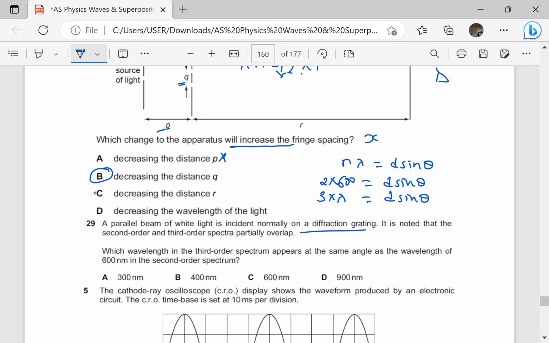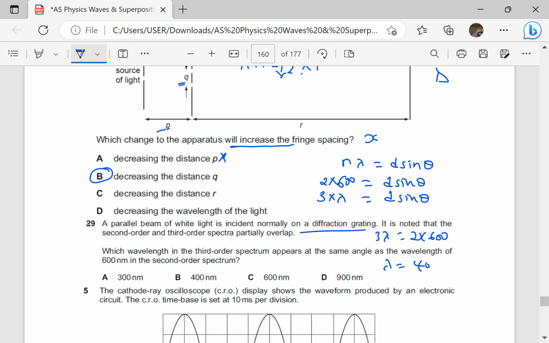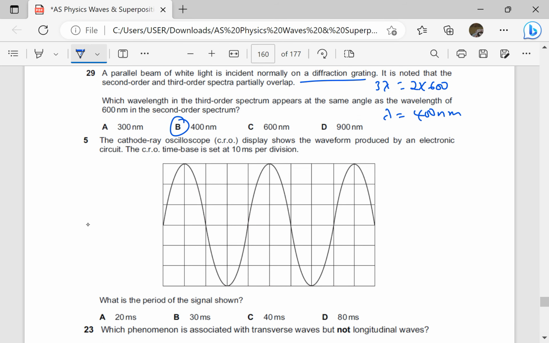So we just equate these two equations and we say 3 times lambda is equal to 2 times 600. So 2 times 600 divided by 3 gives us 400. So our answer is going to be lambda is equal to 400 nanometers. So that is B. The cathode ray oscilloscope display shows the waveform produced by an electronic circuit.